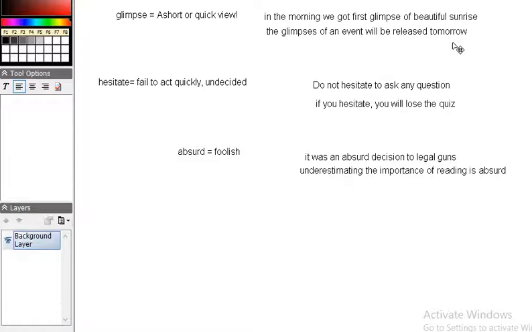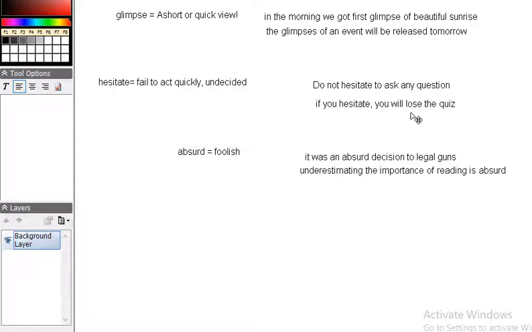For example, you are on a bike and you saw a signboard, so it was a glimpse, like you just saw the signboard for maybe 2 or 3 seconds. Or a glimpse could also be for a long duration. Hesitate: fail to act quickly, or undecided. Do not hesitate to ask any question. If you have any question, do not hesitate, which means do not be afraid of asking any question. If you hesitate, you will lose the quiz.